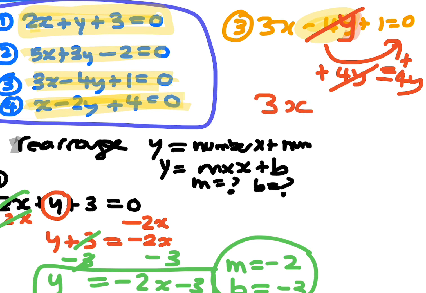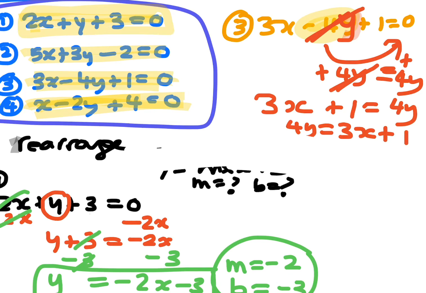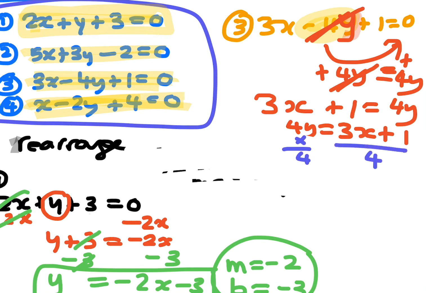So straight underneath you have 3x. This minus 4y cancelled with the plus 4y, plus 1. 0 plus 4y is 4y. Now I have a positive in front of the y, which is 4y equals 3x plus 1. And the next step would be to get rid of that 4. So once again, to get rid of the 4, you put it over 4. You could put it all over 4, but we're not going for that because it doesn't allow us to do anything with it, like find the gradient and the y-intercept. So you put 3x on 4 and 1 on 4.